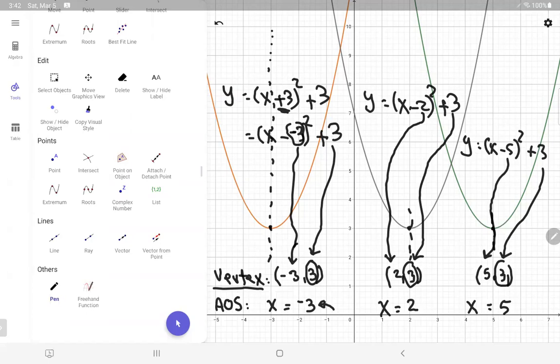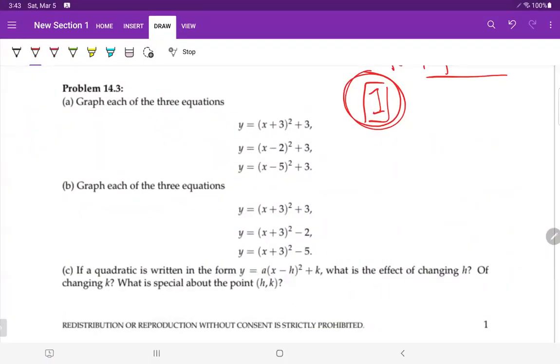Also, if you give me the vertex, you'll be able to give me the axis of symmetry, because if you know the vertex, that means you know the x coordinate, which represents the axis of symmetry. So this is it: the vertex, axis of symmetry, the x coordinate, and the y coordinate. Okay, let's do the other bunch of guys.